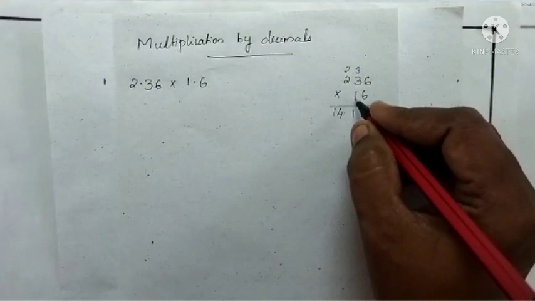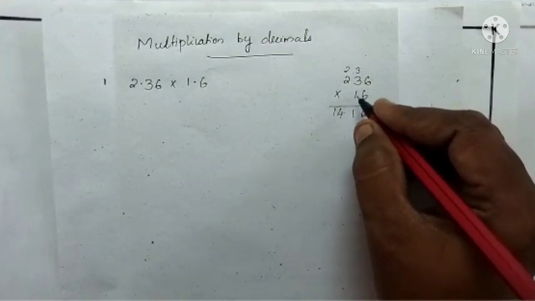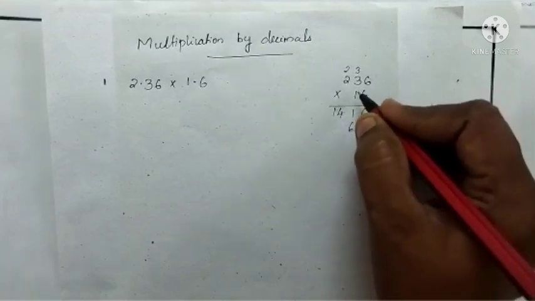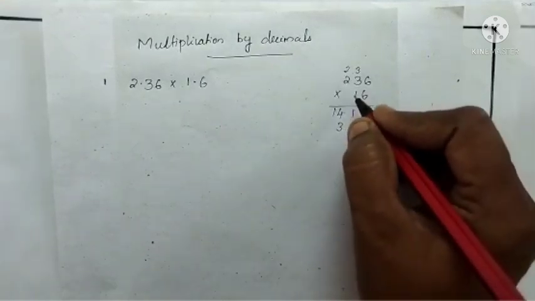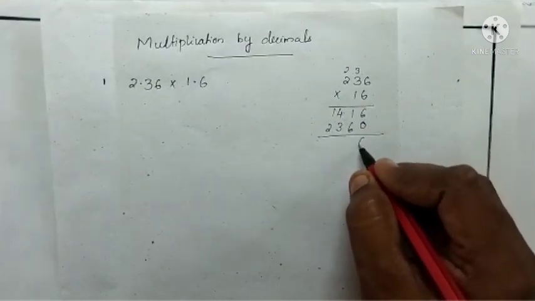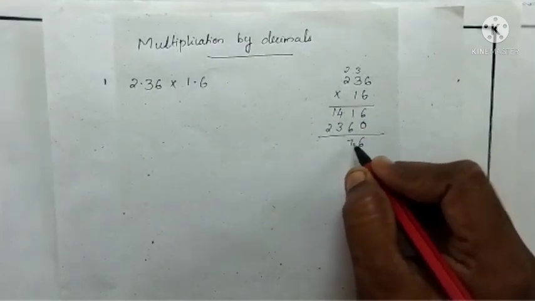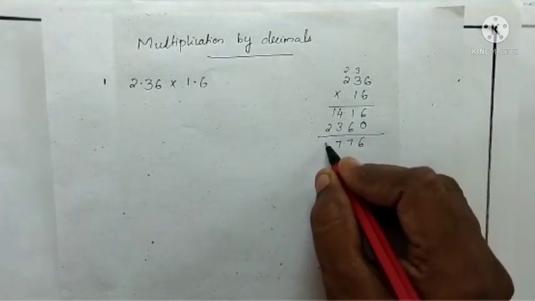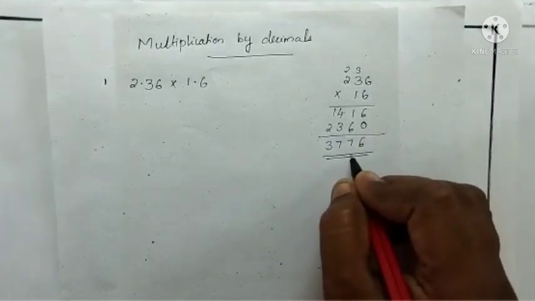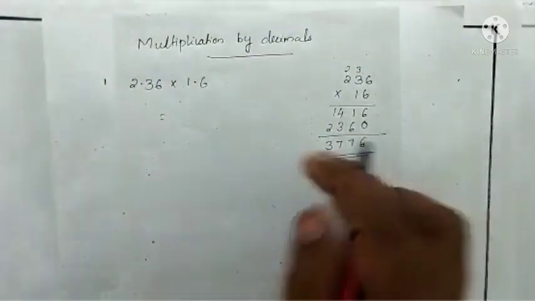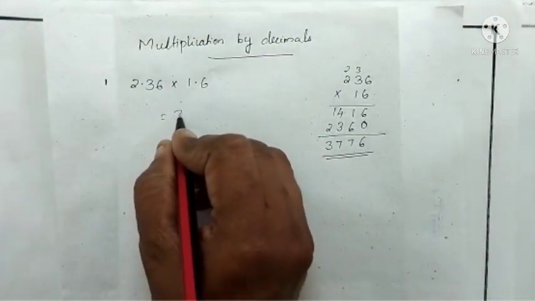After that, multiplying 236 into 1. 6 into 1, 6. 3 into 1, 3. 2 into 1, 2. Then addition. 6 plus 0, 6. 6 plus 1, 7. 4 plus 3, 7. 2 plus 1, 3. So, the answer is 3776. So, we need to write the number here.